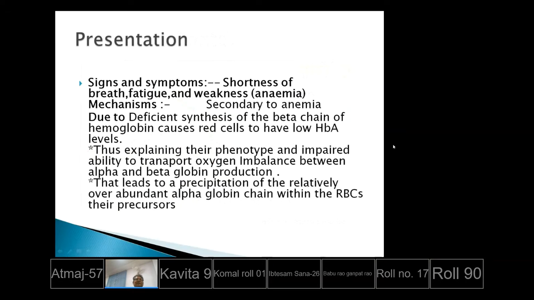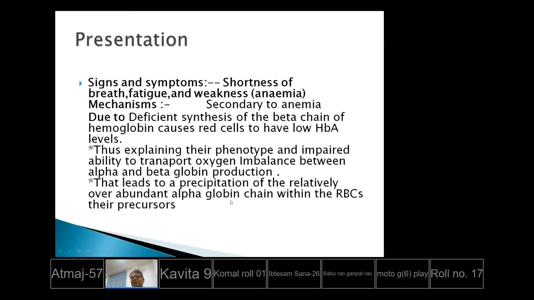You can see the presentation of these signs and symptoms: shortness of breath, fatigue and weakness, anemia. What is the mechanism? Secondary to anemia, due to deficient synthesis of beta chain of hemoglobin, causes red cells to have low HbA level. Their HbA level is low, so there is no proper oxygenation. Thus explaining their phenotype and impaired ability to transport oxygen, there is imbalance between alpha and beta globin production that leads to precipitation of the relatively overabundant alpha globin chain.